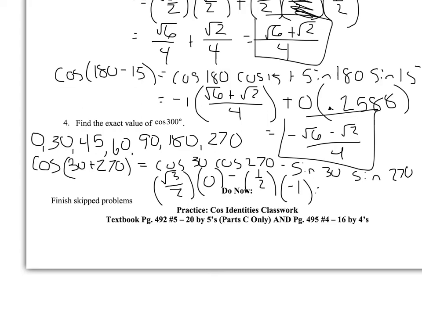Radical 3 over 2 times 0 is 0. Negative 1/2 times negative 1 is a positive 1/2. So positive 1/2 is our answer there. At this point, you can do the problems that I skipped.